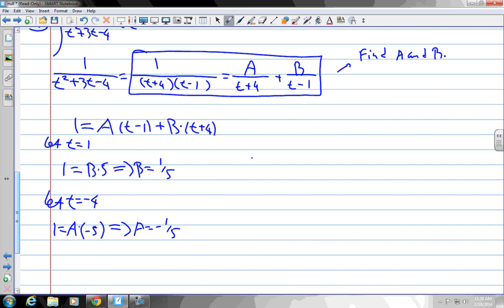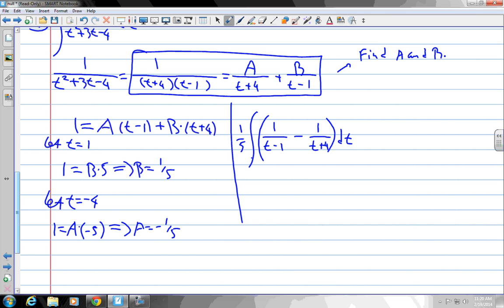Is that okay? So b is +1/5, a is -1/5. So I can actually say that now my integral is, let me write b first. I can factor 1/5 out, right, because it's 1/5, 1/5. A is negative, so I'll just have 1 over t minus 1 minus 1 over t plus 4 dt.